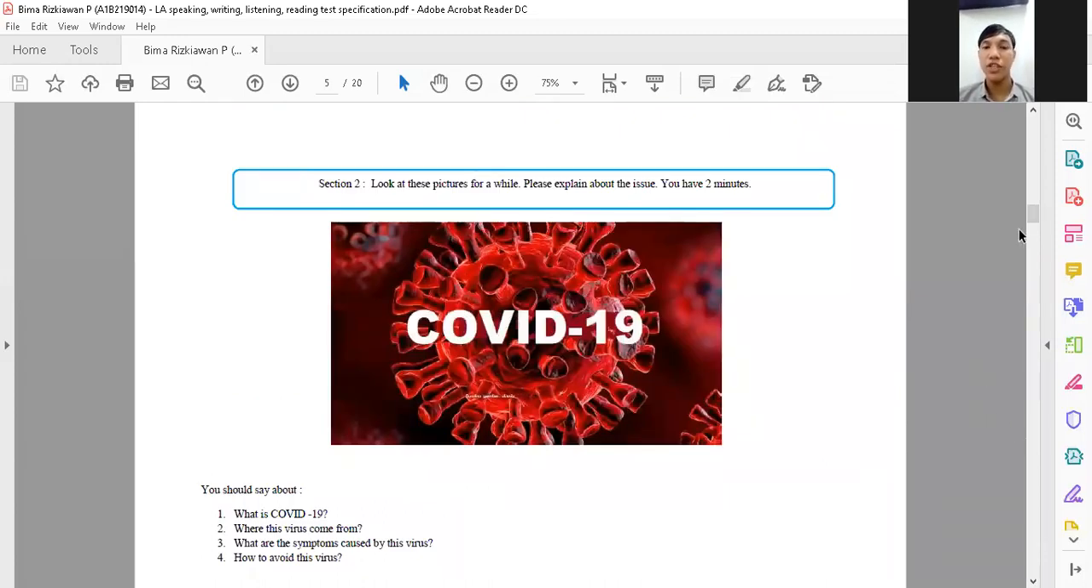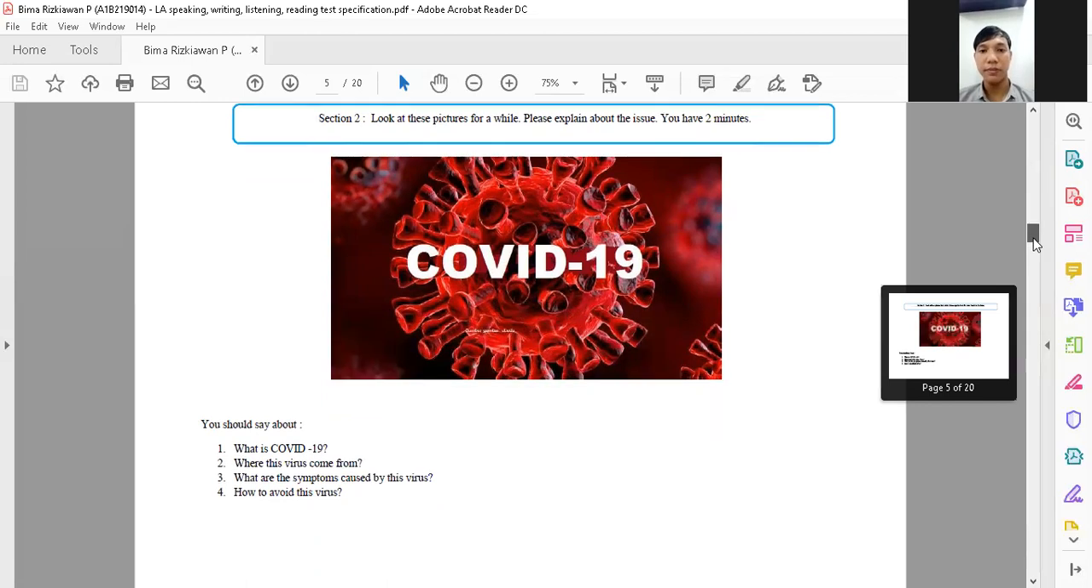And section 2, look at this picture for a while. Please explain about the issue. You have 2 minutes. The picture is about the COVID-19 virus. You should say about: what is COVID-19? Where does this virus come from? What are the symptoms caused by this virus? How to avoid this virus?